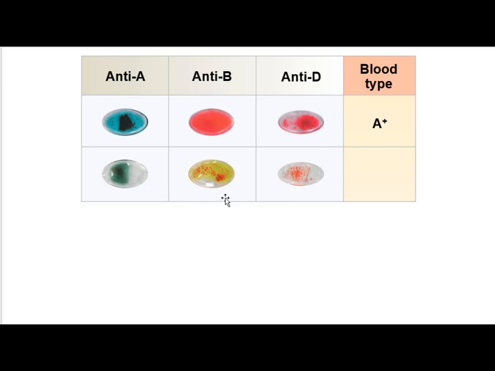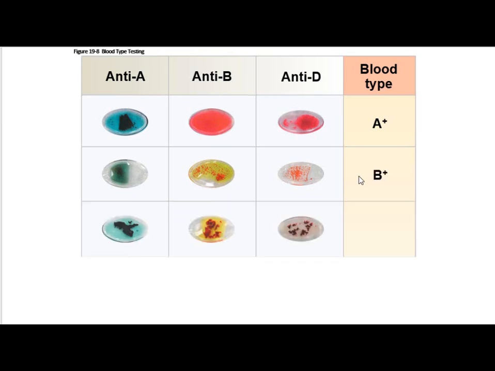What do you see right over here? Right over here, you see agglutination occurred. Agglutination occurred here. No agglutination occurred here. So no agglutination here, yes agglutination in those two. So what is my conclusion? That this is B plus blood type.